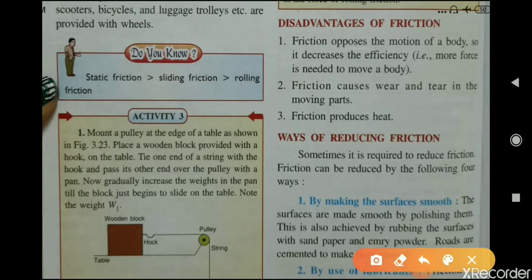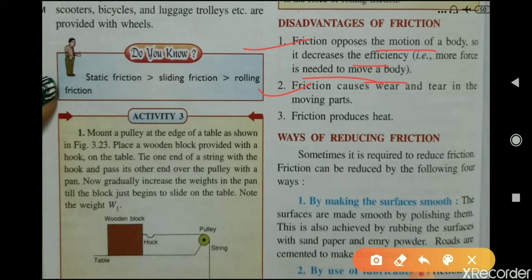Disadvantages of friction. First, friction opposes the motion of a body, so it decreases the efficiency. Friction opposes the motion of the body because friction acts in the opposite direction of the motion of the body. That is, more force is needed to move a body. Second, friction causes wear and tear in moving parts.